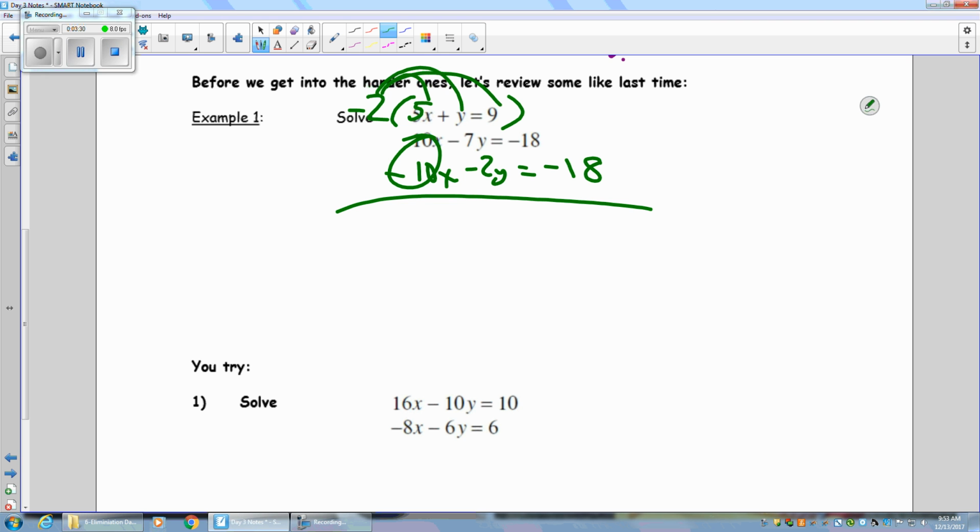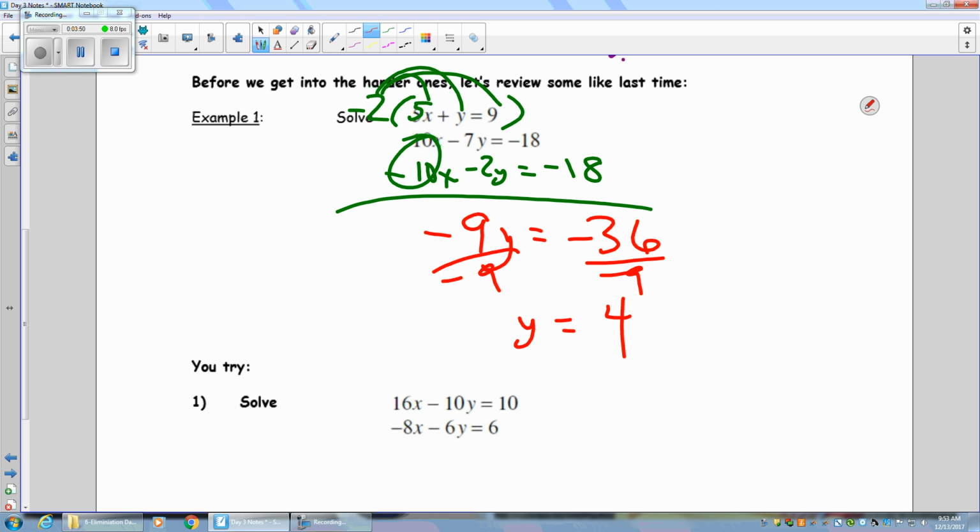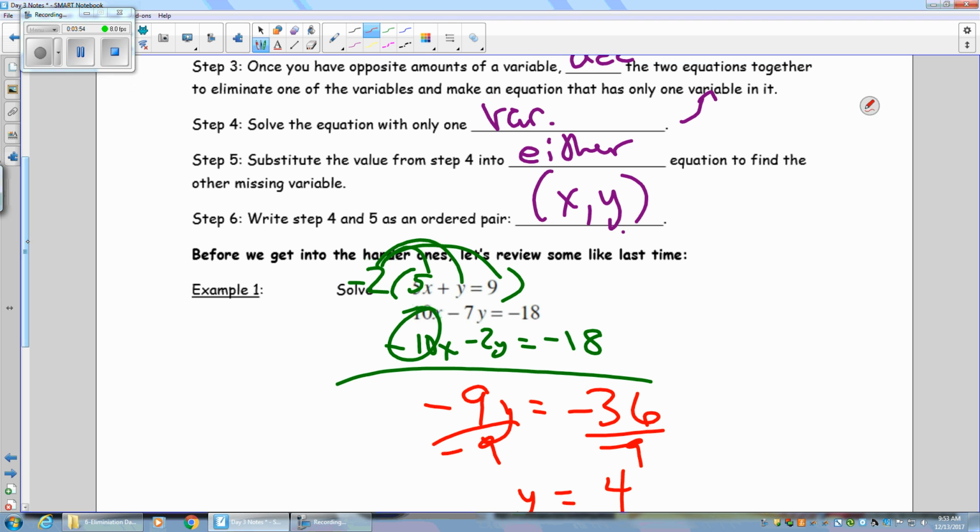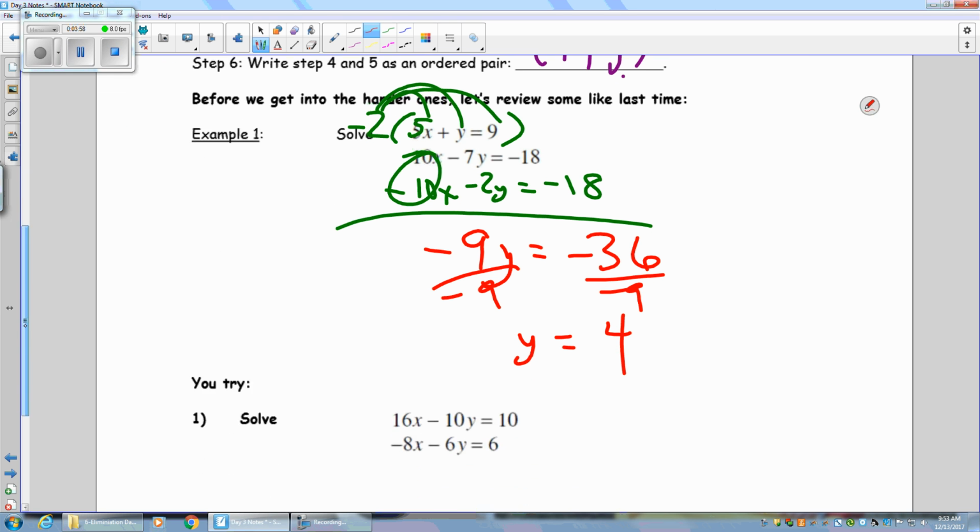So that makes those 0 out, which is what we wanted, because now all we're going to have is -9y is -18 plus -18 is -36. Divide both sides by -9, and you end up getting y is 4, which is all fine and dandy, but we're not done yet. We're really just on step 4. Now I need to do step 5. Plug that back in, and then write them as an equation.